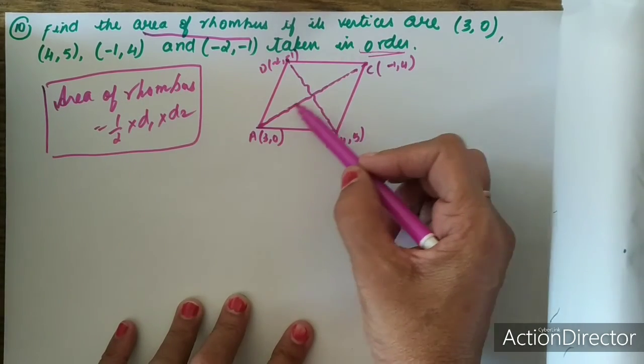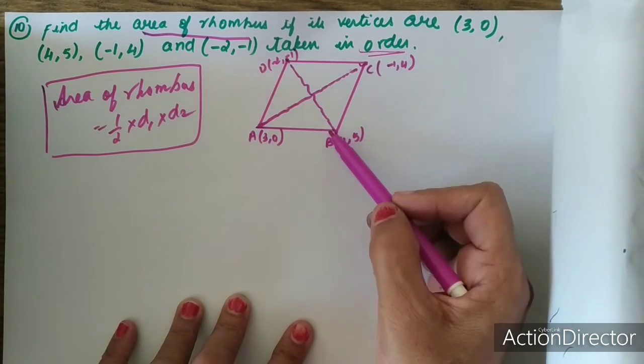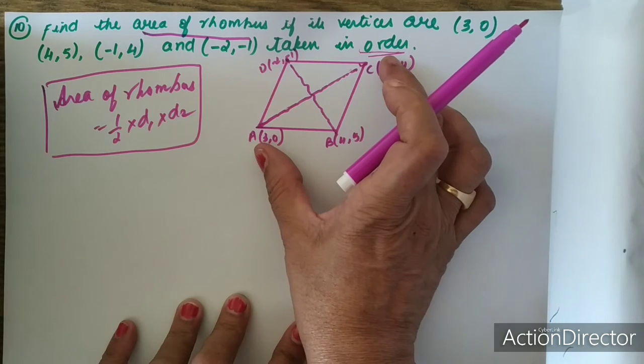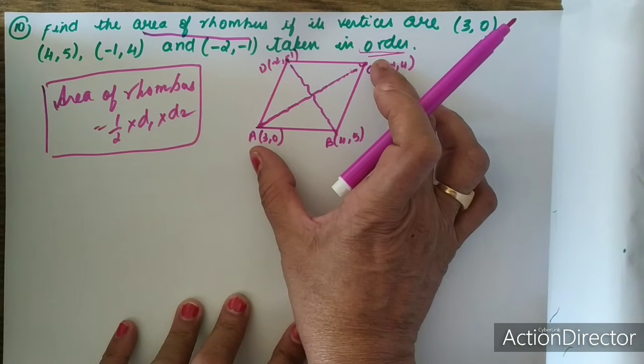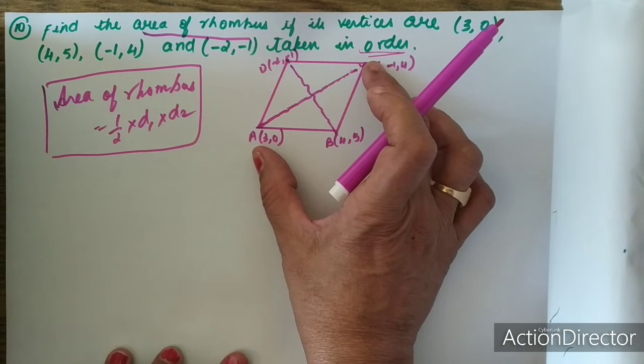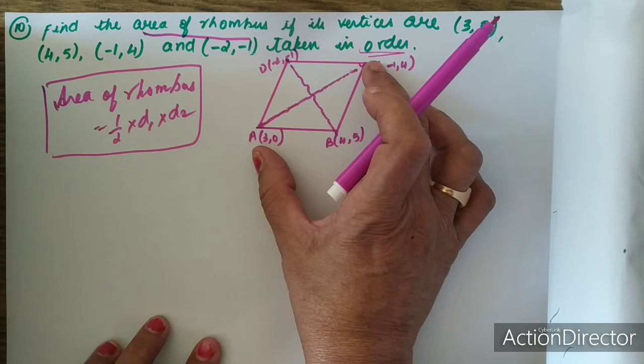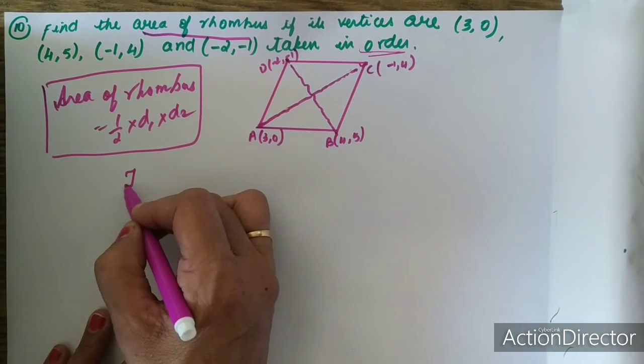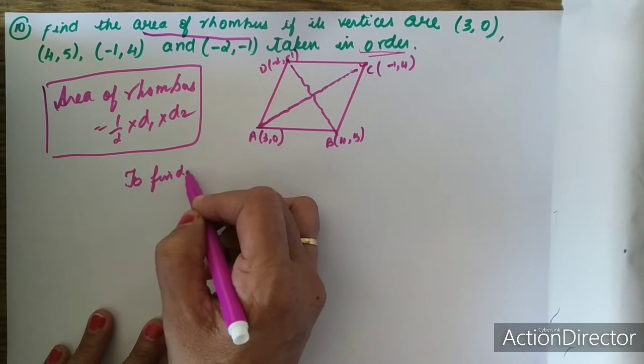So what is the diagonal over here? AC. And what is the second diagonal? BD. We don't know the length of the diagonals. So for finding the area of rhombus, first we should know the length of the diagonals. So let us find the length of the diagonals by using the distance formula, which I learnt in the previous exercise. So first step is to find AC.